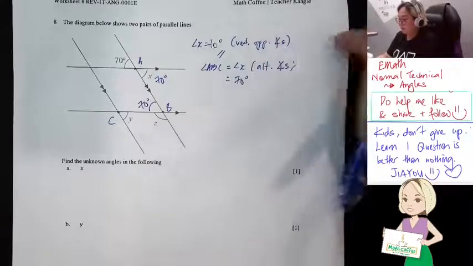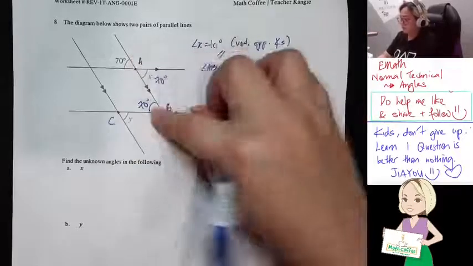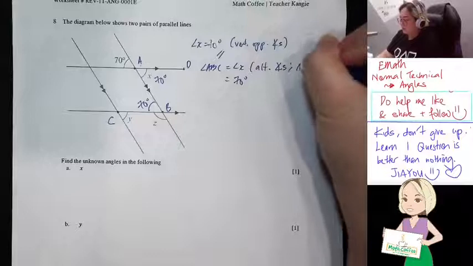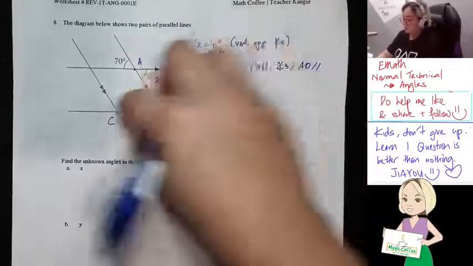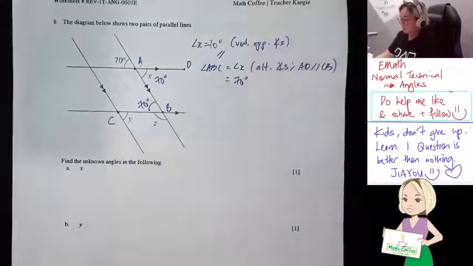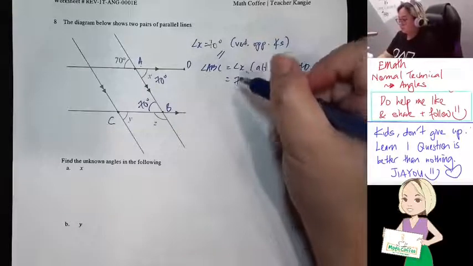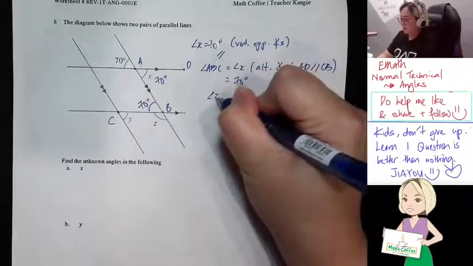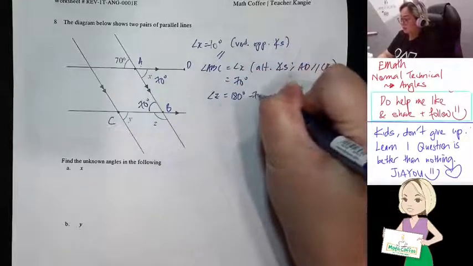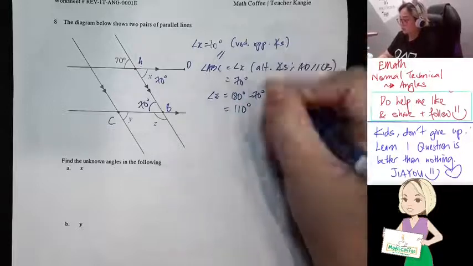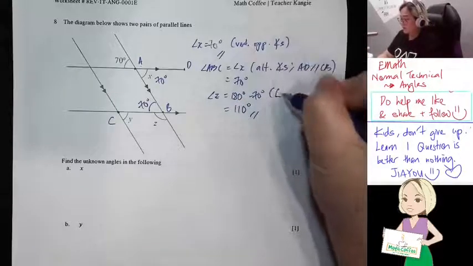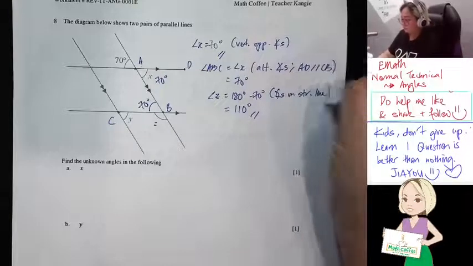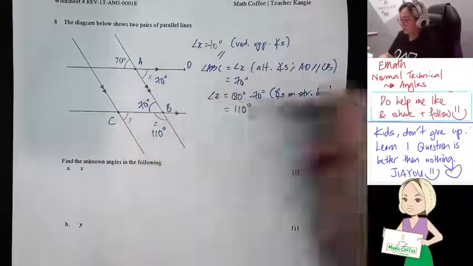Okay, and then parallel lines. This is this line. So I need to label. This is D. So you say AD is parallel with CB. So we are not done yet. We are supposed to find Z. So you can say angle Z is just 180 minus 70. So you get 110 degrees. So this is angles on a straight line. So this is 110 degrees.